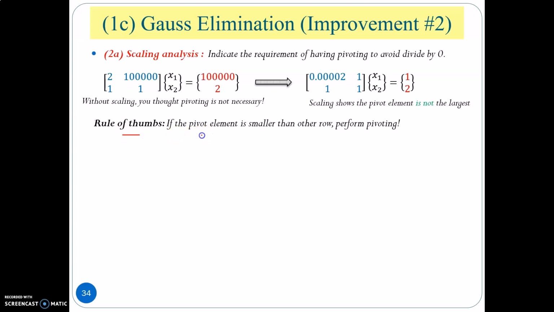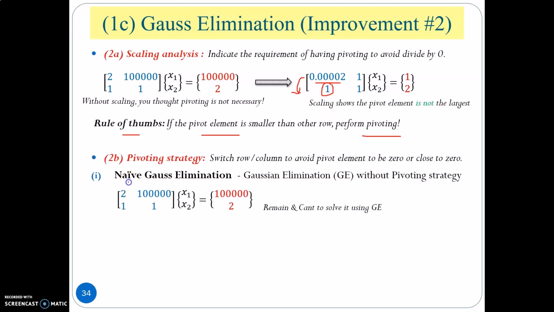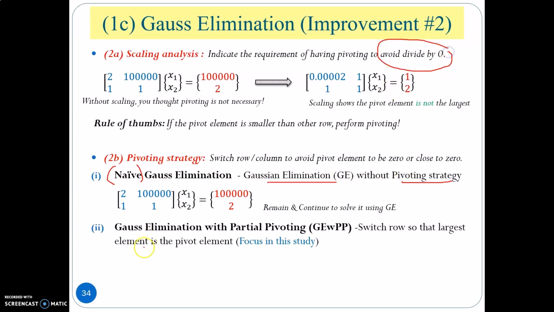As a rule of thumb, if you find that the pivot element is smaller than in other rows, you need to perform the pivoting, which means you need to switch the row so that you don't obtain a small pivot element here. And we always switch to the row that has the largest element. Previously we had the naive Gauss elimination, where we solved this problem without considering the divide by 0 issue. The term naive here indicates the Gaussian elimination without the pivoting strategy. To avoid the divide by 0 issue, we need to perform the Gaussian elimination with partial pivoting, which is the GEWPP.